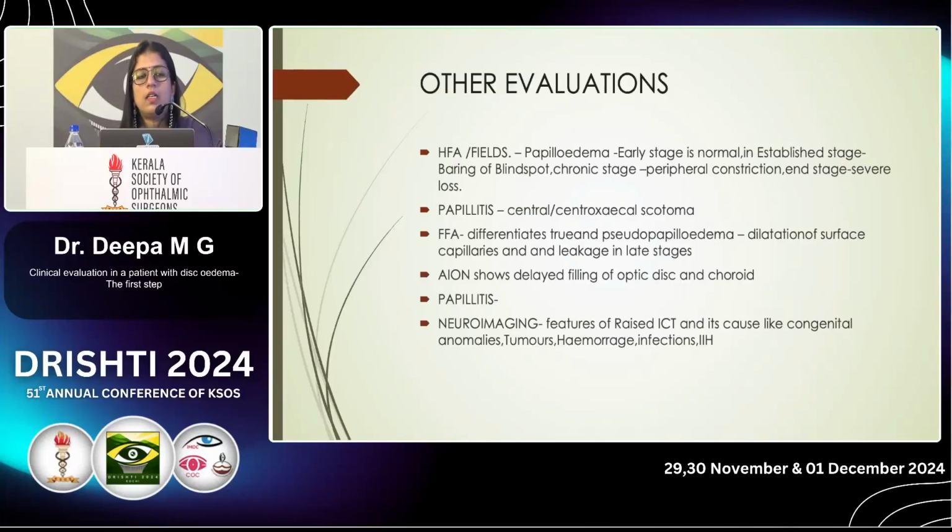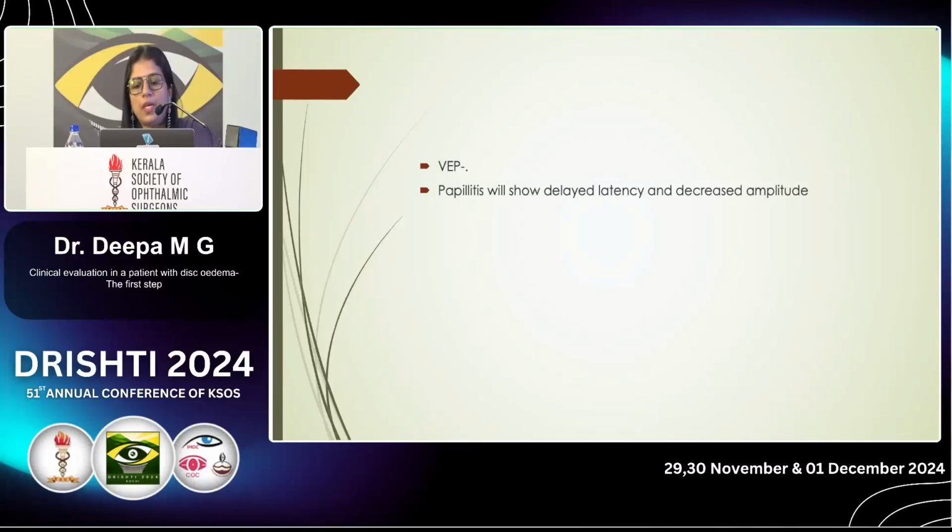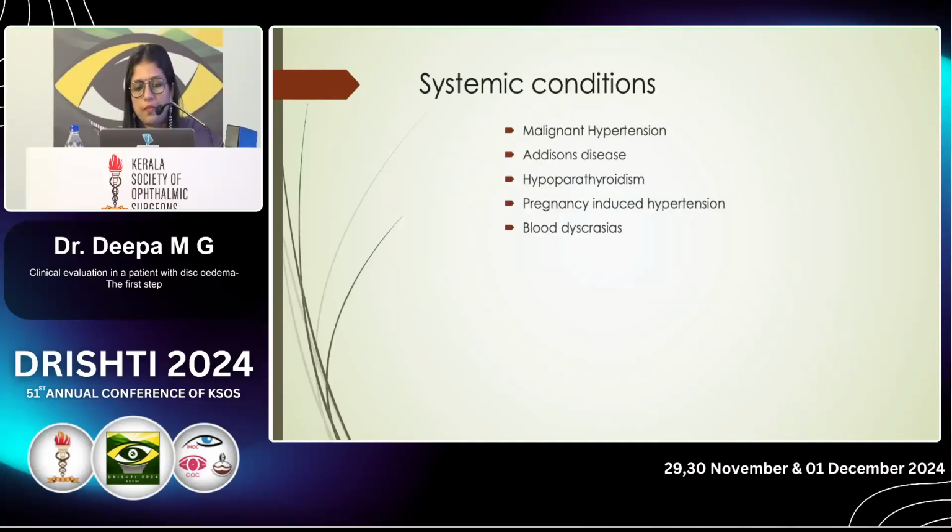Now, these are the basic things that we examine while doing a fundus evaluation. Other than that, there are some tests also that we have to do. The findings in each of these will be dealt with by the subsequent speakers. So the tests that we have to do are HFA of fields, then fundus fluorescein angiography, neuroimaging to find out the cause, and a VEP to assess the functions of the optic nerve.